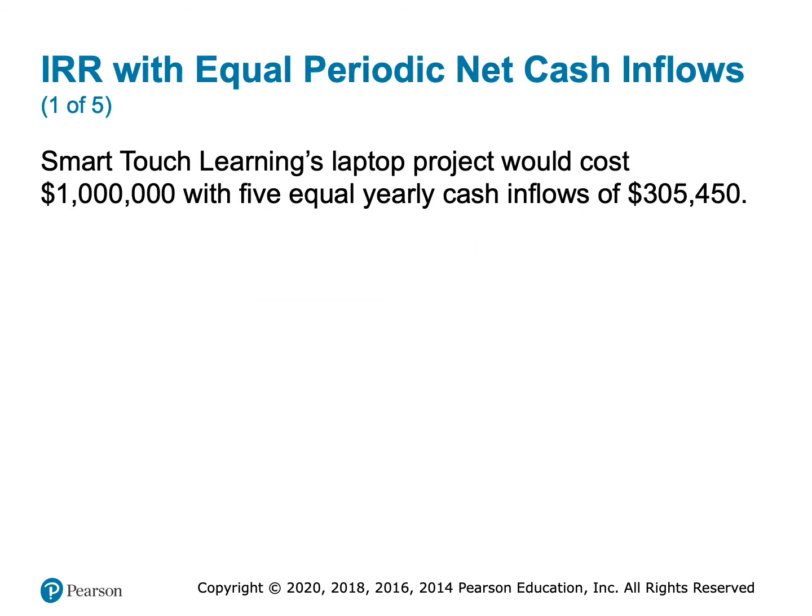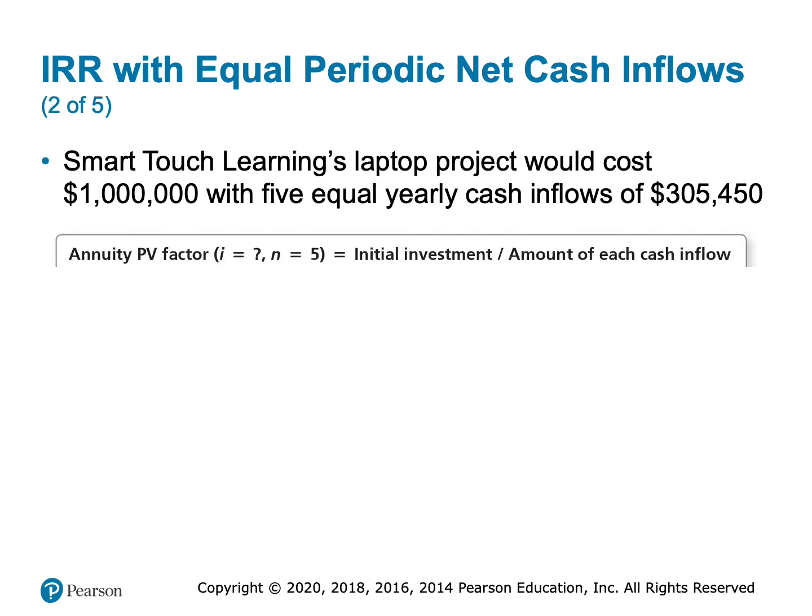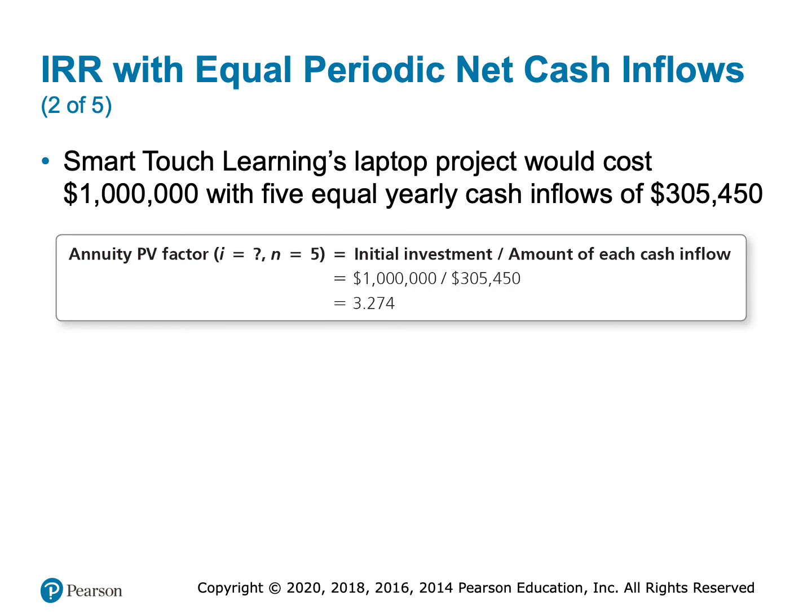So looking at our laptop project, we know that it has an initial investment of $1 million with yearly annual net cash flows of $305,450. To calculate the IRR, we're going to take the initial investment divided by the annual cash flow. So in this case, we would take 1 million divided by 305,450. When we do that, we get 3.274. Now, 3.274 is not your answer, okay? 3.274 is your annuity factor.